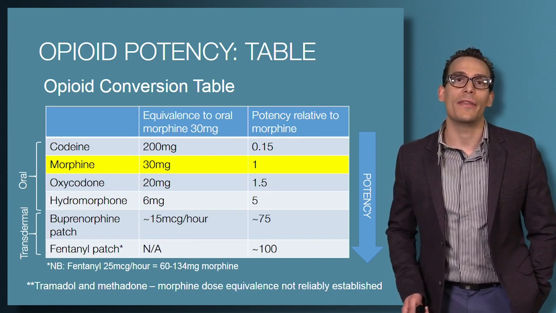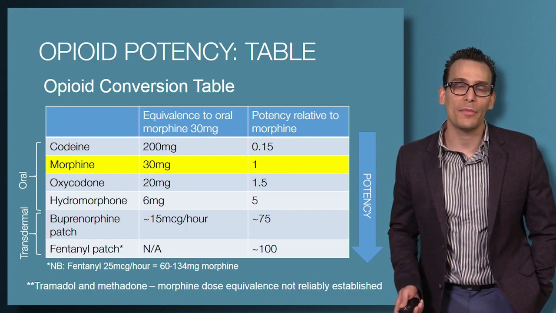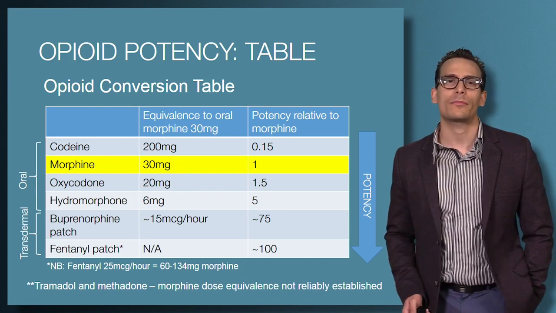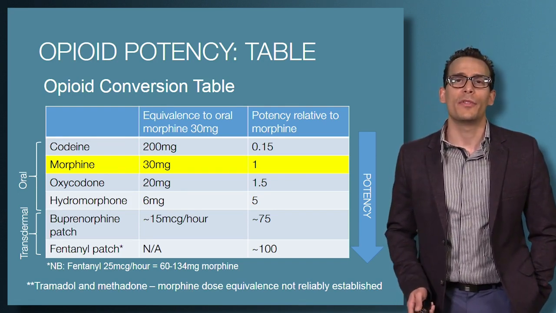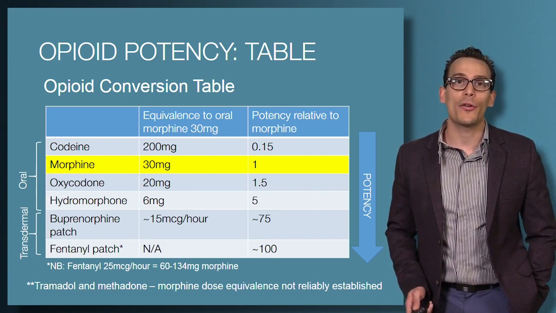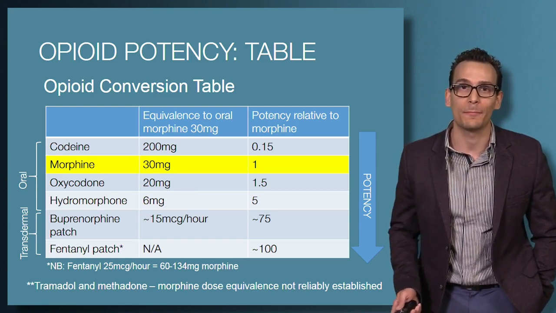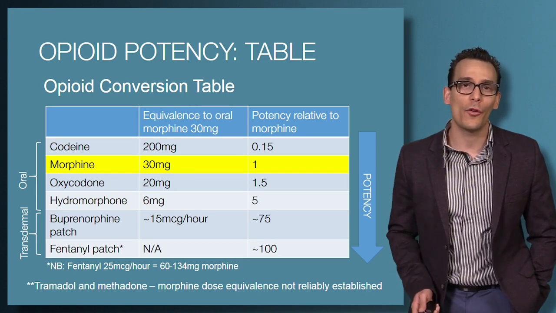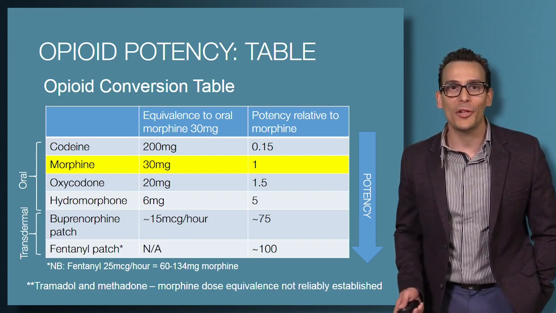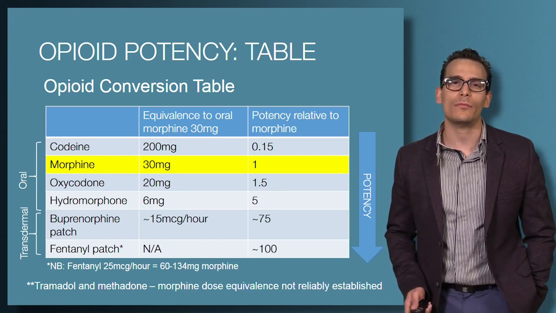The middle column looks at the opioid equivalents compared to oral morphine 30 milligrams, whereas the rightmost column looks at an opioid's potency relative to morphine. Let's start with codeine. So we see that codeine is 0.15 times the potency of morphine, meaning that you need 200 milligrams of oral codeine to get the same analgesia as 30 milligrams of oral morphine. If we look at hydromorphone, we can see that hydromorphone is 5 times more potent than morphine, meaning that you only need 6 milligrams of hydromorphone to get the same effect as 30 milligrams of oral morphine.